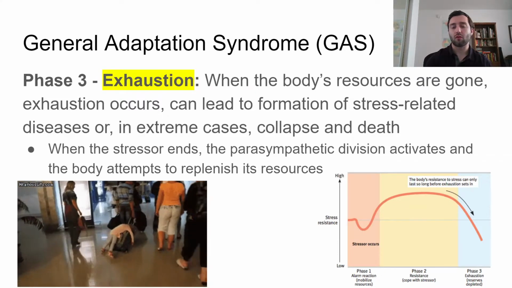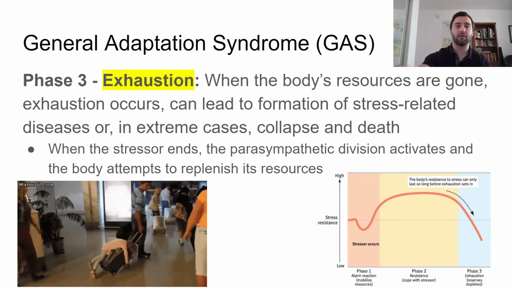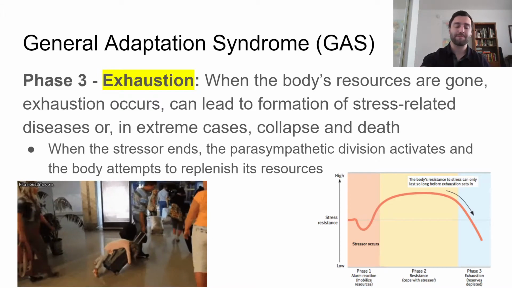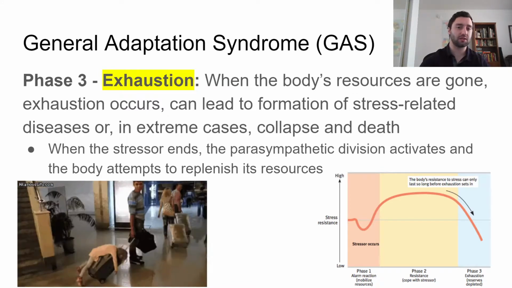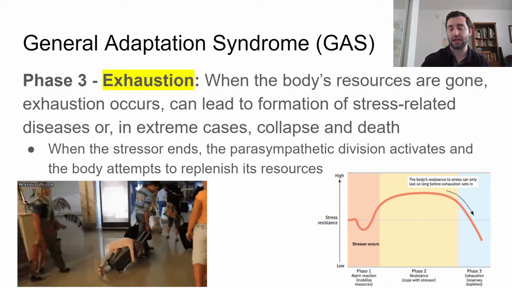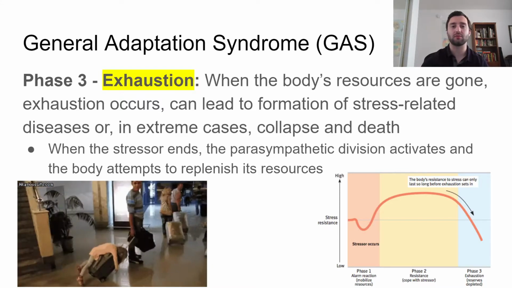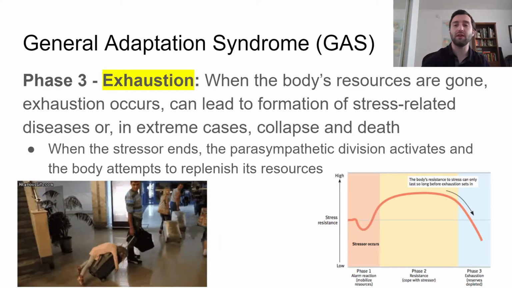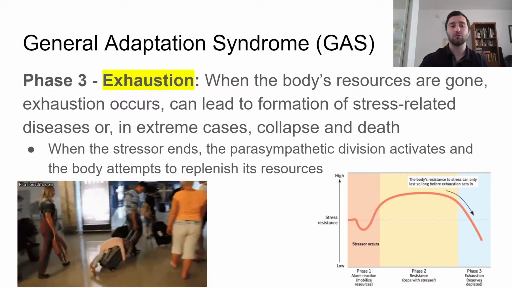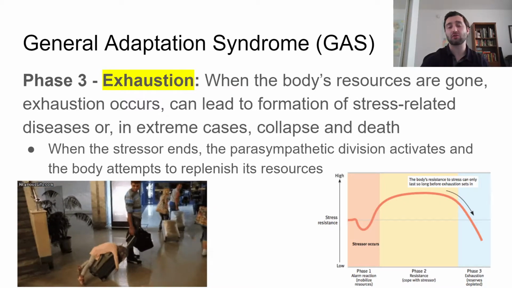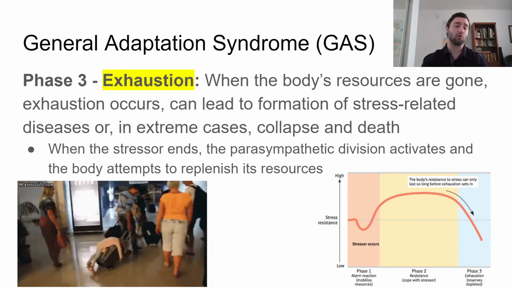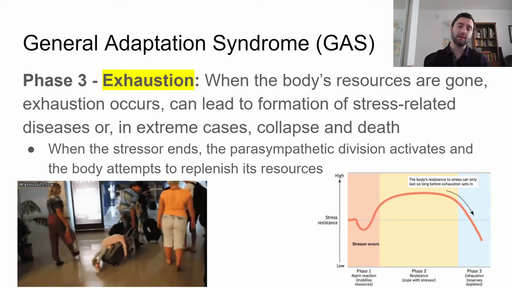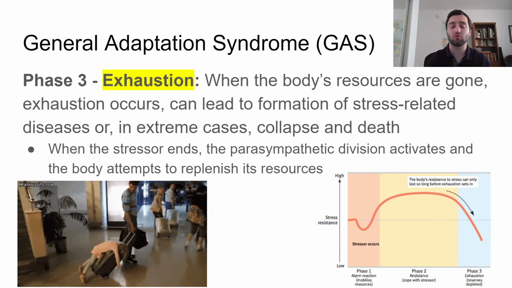Now, one thing that's important with this general adaptation syndrome is that exhaustion does not always have to occur. Ideally, you will not experience the exhaustion phase of the general adaptation syndrome. Now, it can happen. It's not like it happens one time and that's it, but ideally you won't. When we do experience it, it can lead to stress-related diseases, or in extreme cases, it can cause us to collapse, or it even causes death sometimes in very extreme cases. Again, what's happening is our body literally just runs out of energy.